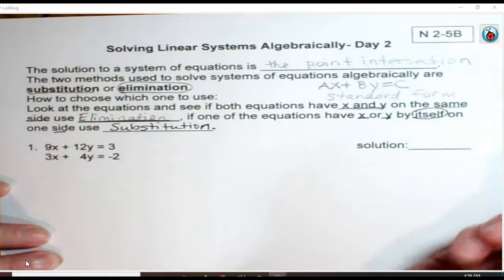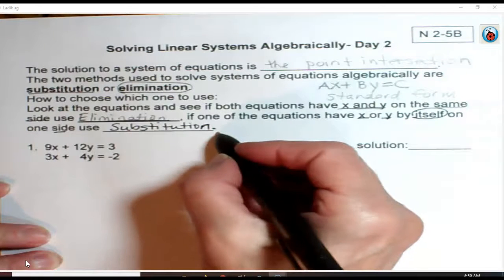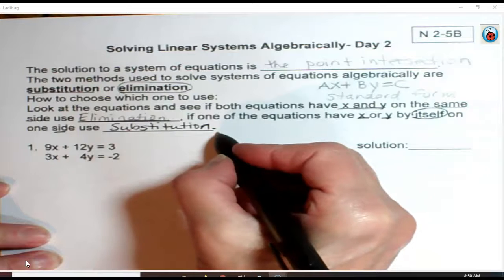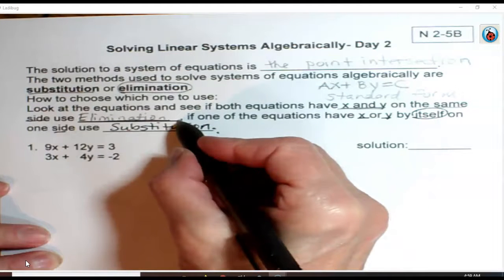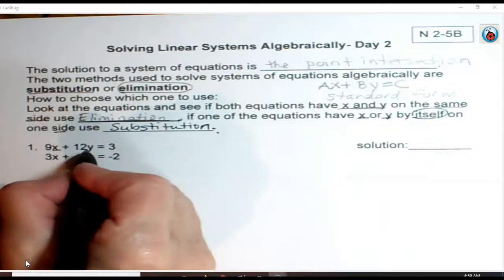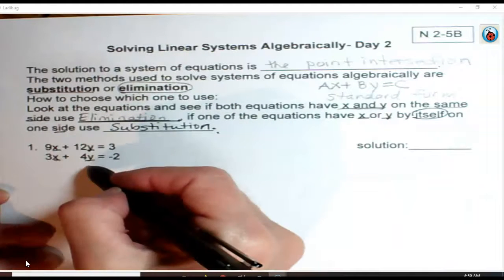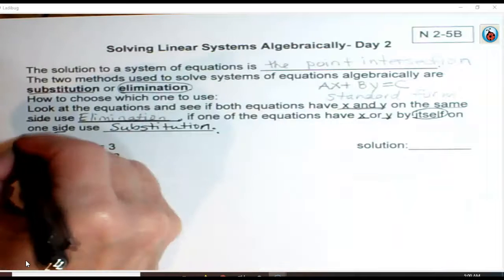Now any of these equations you can switch around to where you have a variable by itself, and you can use substitution, or you can manipulate it to where both x and y are on the same side and use elimination. All right, so if I take a look at this one right here, well, x and y, they're both on the same side and they're lined up. So we're going to use elimination.